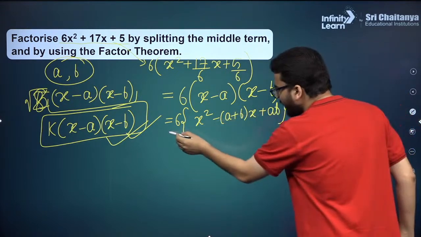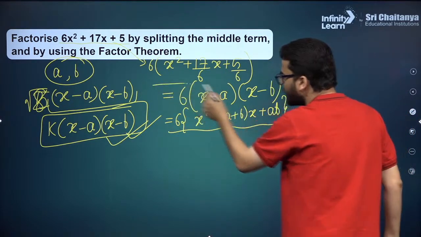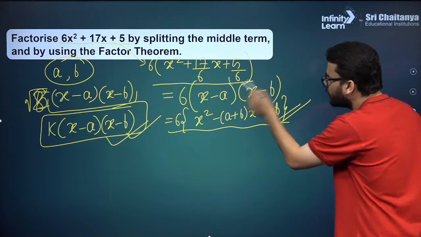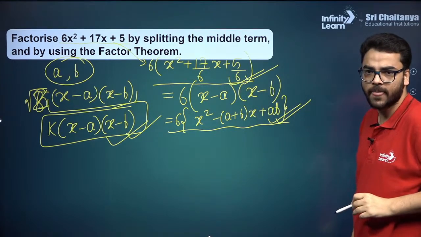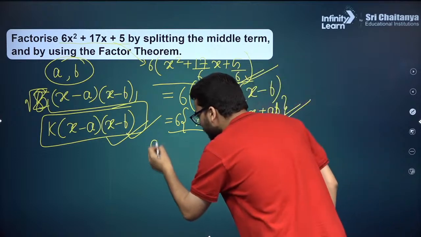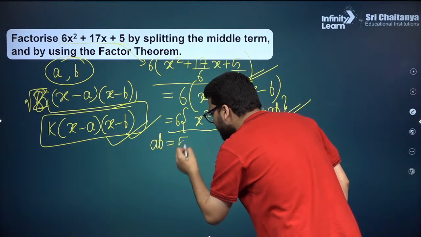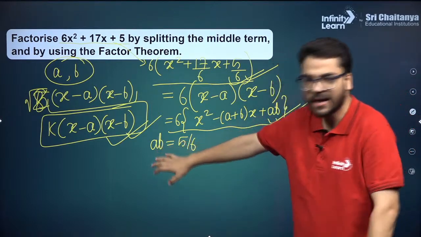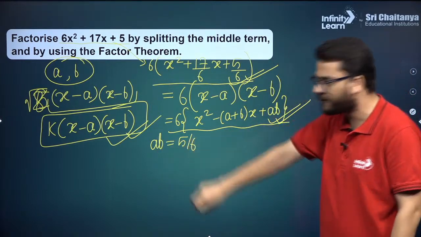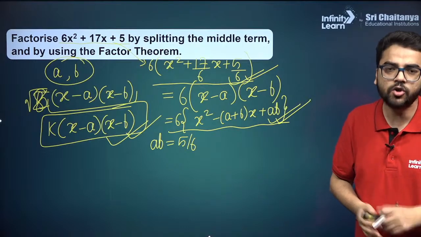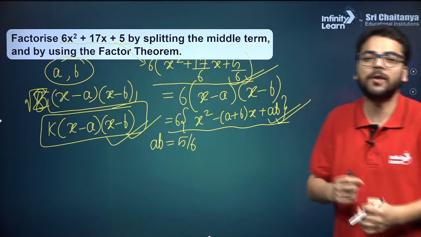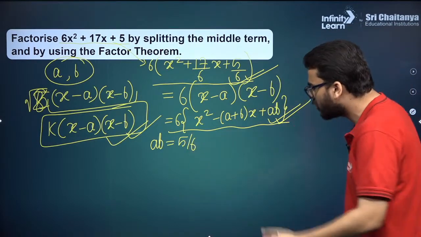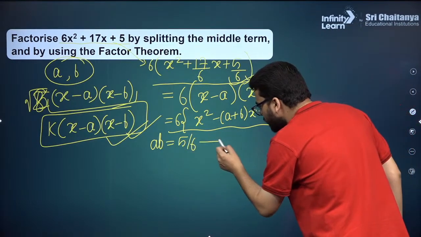So if you compare this thing with this thing, what does it mean? That ab is equal to 5 by 6 or not? Can you say over here that ab is equal to 5 by 6, guys? Yes or no? So basically a and b are numbers whose product is 5 by 6. So what does it mean? Can we not predict the zeros of this polynomial? So the zeros can be, what are the possible values of a and b?